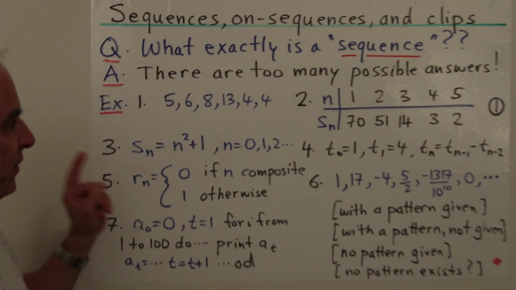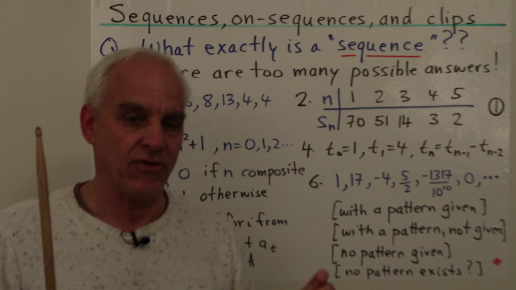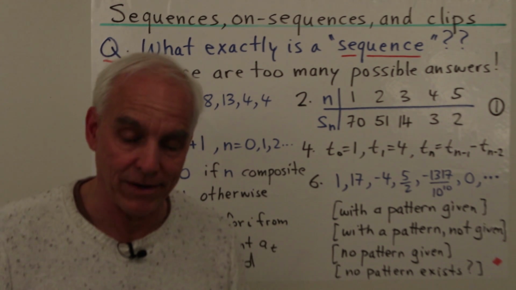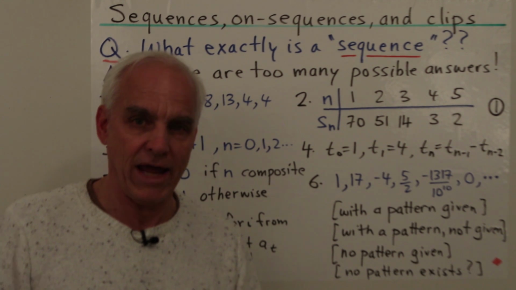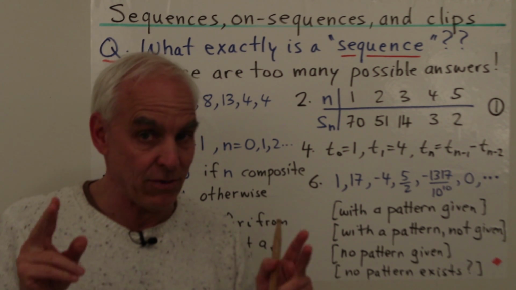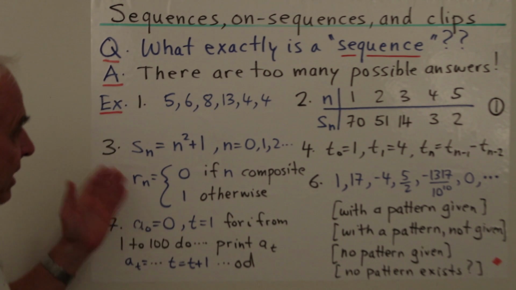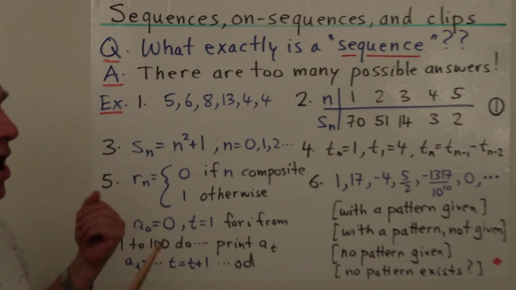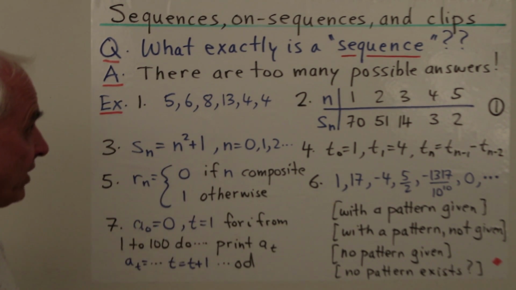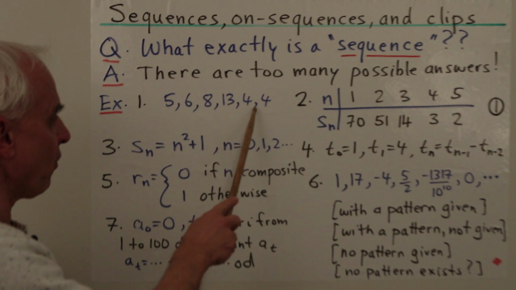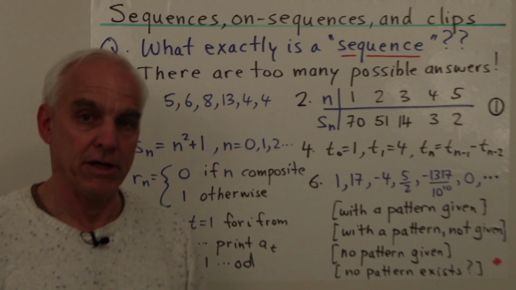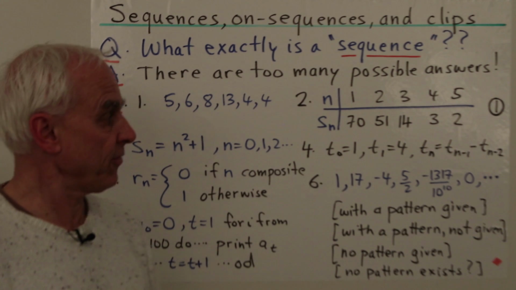Okay, the difficulty with the idea of a sequence is that although we all have an informal understanding of it, in practice there's just so many different ways of thinking about what a sequence really means. Let me illustrate that by giving you some of the possible answers to the question, what is a sequence? So, first example. Here is 5, 6, 8, 13, 4, 4. That certainly looks kind of like a sequence.